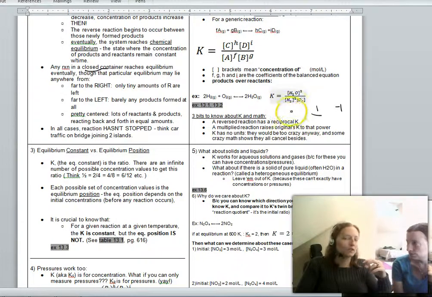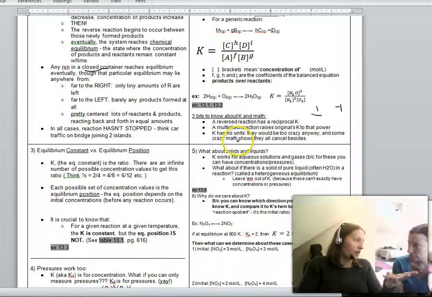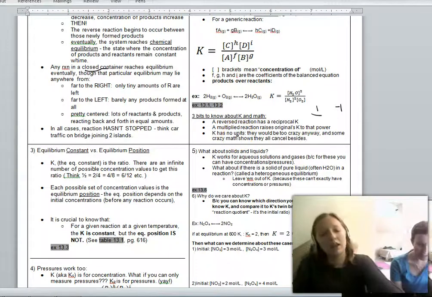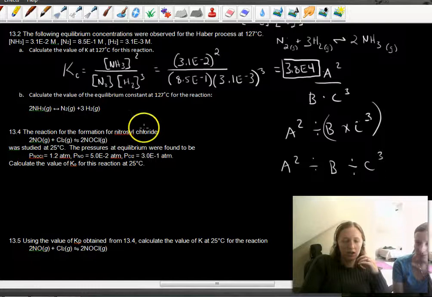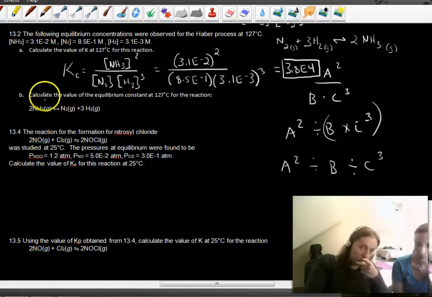So yes, ta-da. And then here's that other point. K has no units. They would be too crazy anyway, and there actually is some crazy math where they all cancel anyway, which we don't have to go into because we would have to have already done the kinetics unit, and that's not till next semester, and anyway, it's terrible. So they just kind of went, no units. Yes. Yay. So you get back here and you get to 13.2b, and you have a C on your paper, by the way, which you should do on your own.